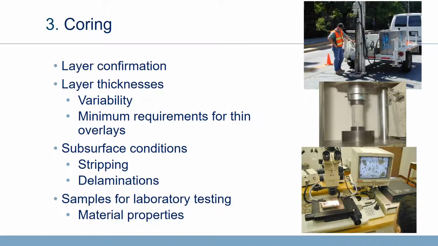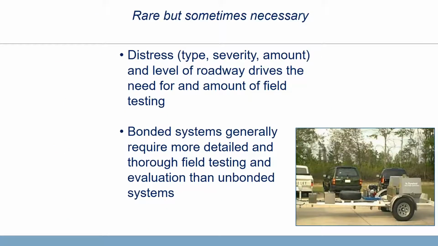Coring would be looking at layer conformation, layer thicknesses, variability, subsurface conditions, whether there's stripping or delaminations going on in that asphalt, if you're working on an asphalt pavement. And then you might want to do some samples for lab testing later on.